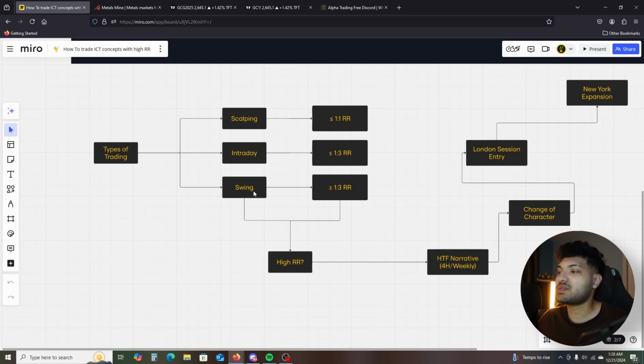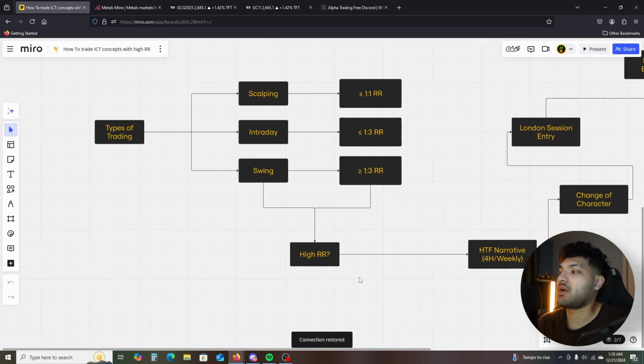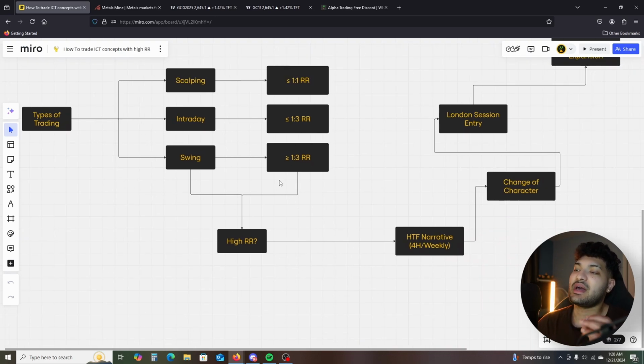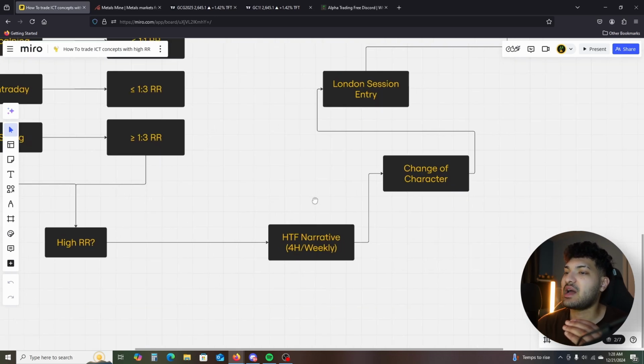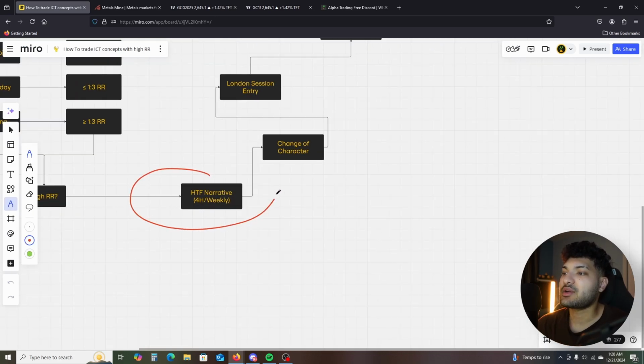Okay, so where does this come in, right? What does this mean for high RR? This means that if you want to get your best, highest probability setup that has high RR, you need to understand the higher time frame narrative, guys. Okay, the higher time frame narrative. The higher time frame narrative will give you insight into where the higher time frame order flow is.